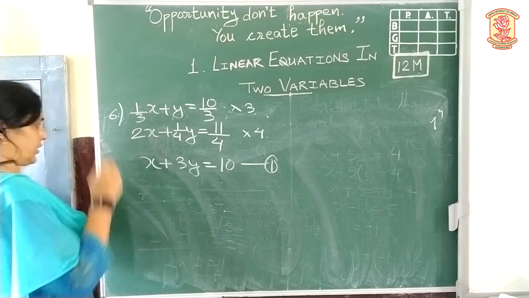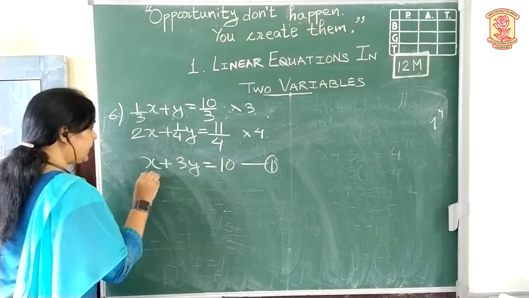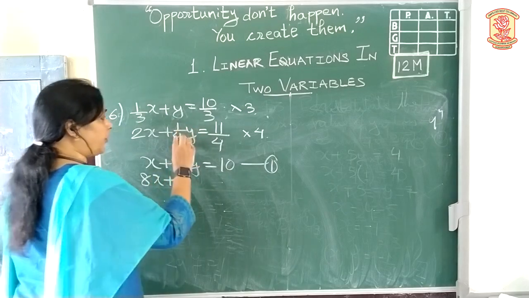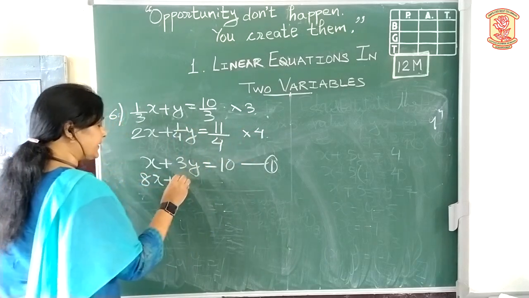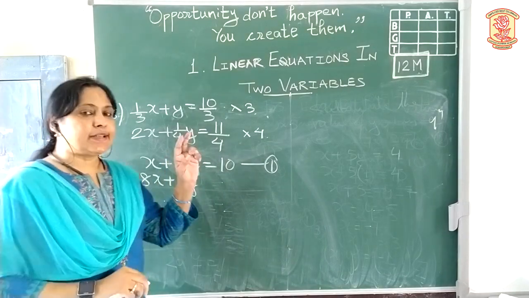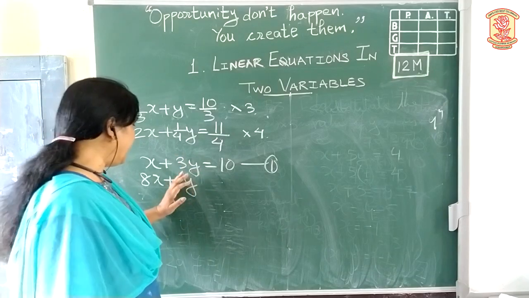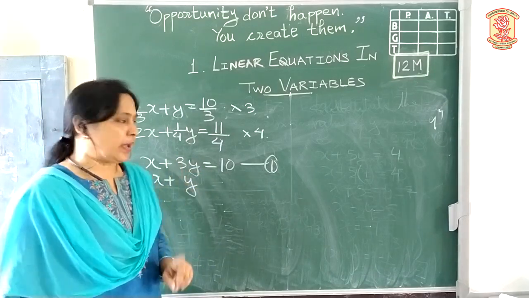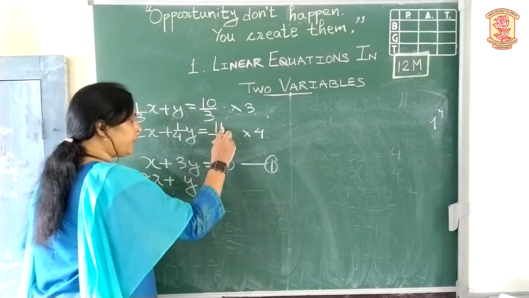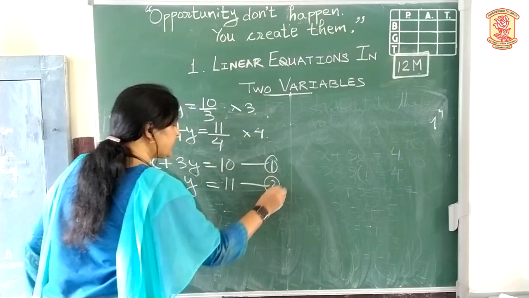And the second equation is 2 4s are 8. 8x plus 1 upon 4 into 4, 4 get cancelled, and it is 1y. Actually here whenever the coefficient is 1, we are not supposed to write it, it's understood. When we are not writing any coefficient, it means it's understood, it is 1. Equals to 11 upon 4 into 4, 4 get cancelled, equals to 11. So this is the second one.